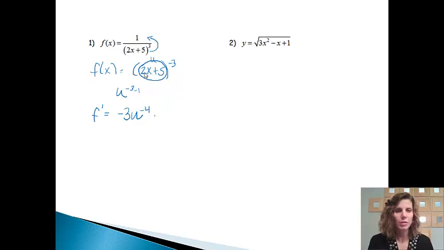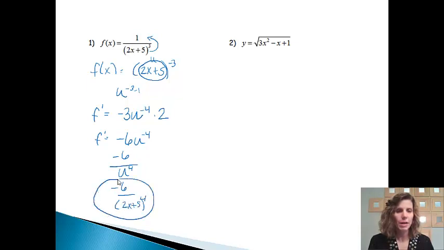So we have to take the derivative of the 2x plus 5, which will be 2. Okay, now if I just multiply it out, negative 3 times 2 is negative 6, u to the negative 4. I'm now going to deal with that negative power by bringing it down below. So I'll get negative 6 over u to the 4. And then my last step is just to plug my u back in. So negative 6 over 2x plus 5 to the 4th. So that will be my derivative.